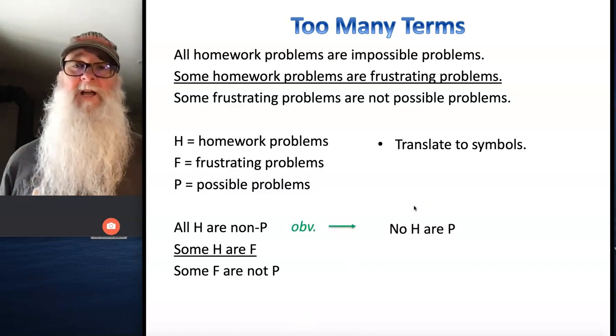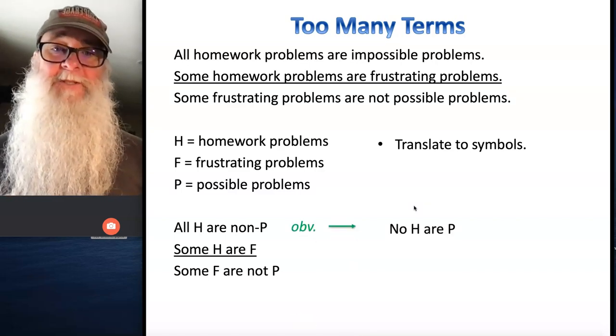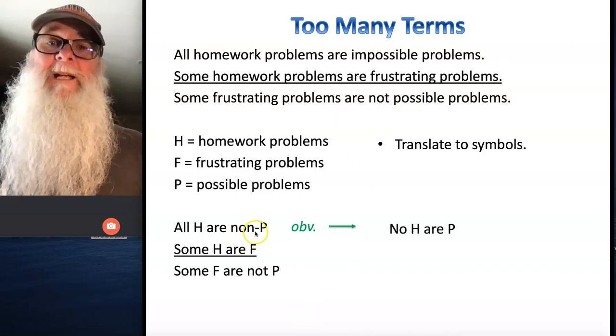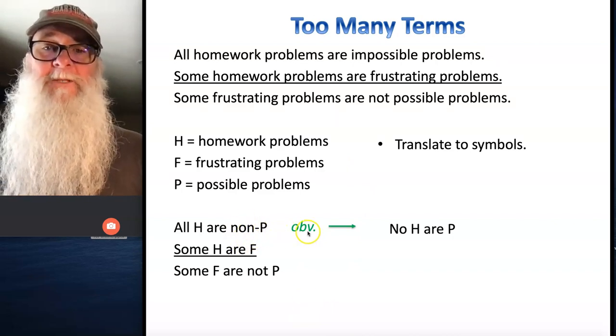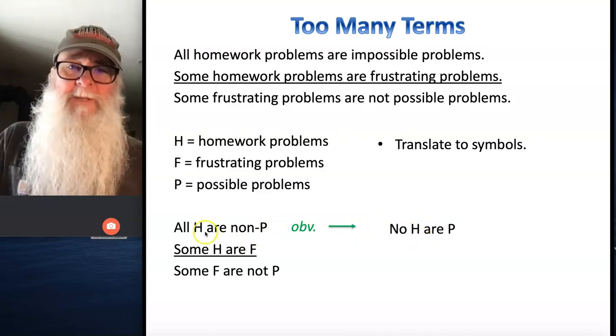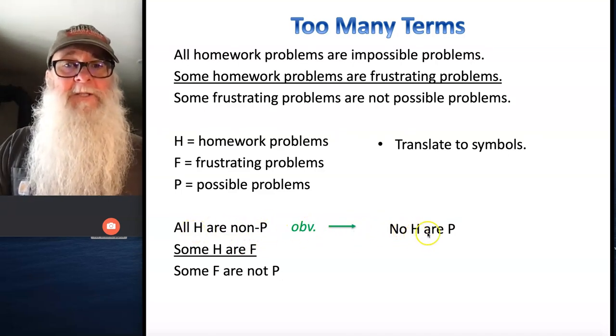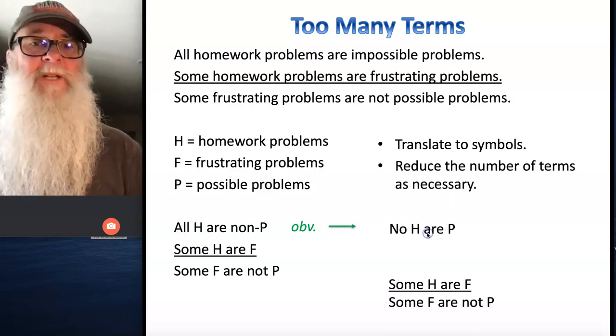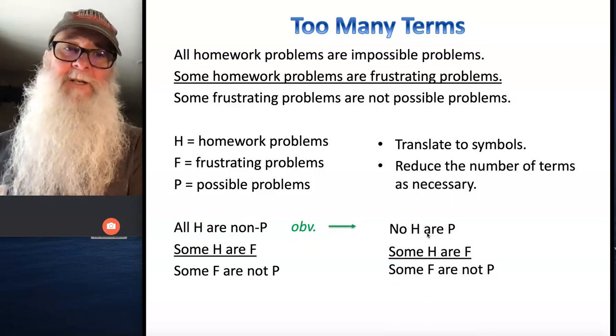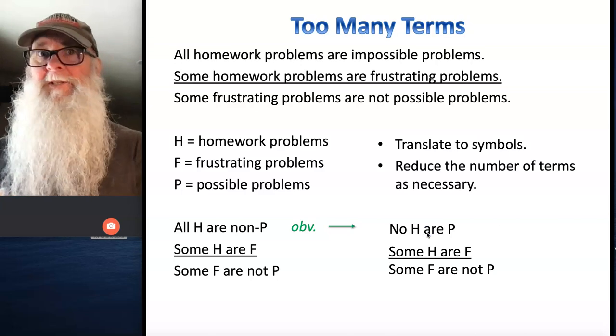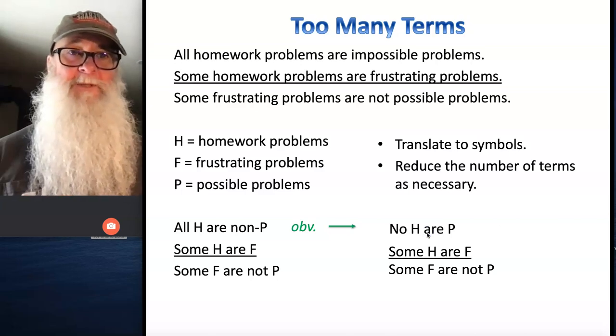Once we've done that, we've got to reduce down the number of terms of this argument, and we can do that by getting rid of this non in the first premise with obversion. If we obvert all H are non-P, we're going to wind up with the statement no H are P. And now suddenly we are down to 3 terms in our argument. And that's good news for us because now we can start to do things with this argument.